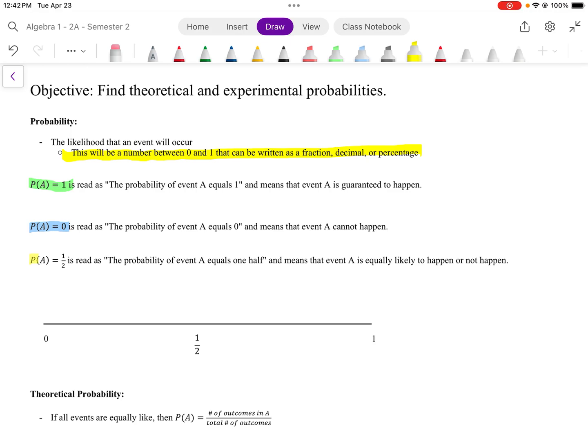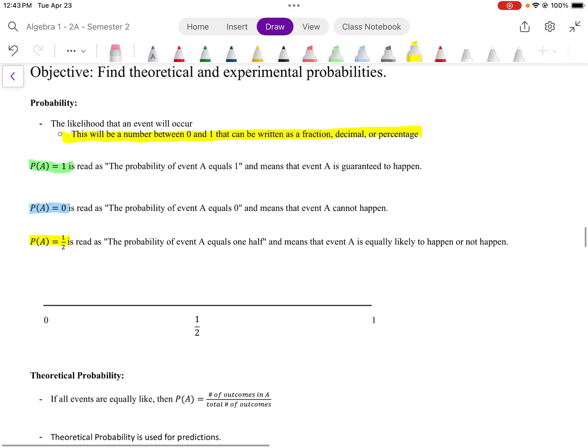Most things are going to be somewhere in the middle, okay? Probability of event A equals 1/2 means that event A, whatever it is, is equally likely to happen or not happen. So if I said, what is the probability that the day after today is Wednesday, maybe it'll happen, maybe it won't. That is a slightly misleading example because it can only happen one way, but there are 7 total ways. But that's the idea: it can happen, it can't happen.